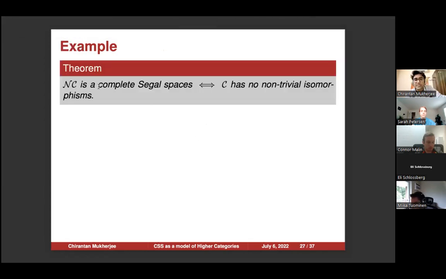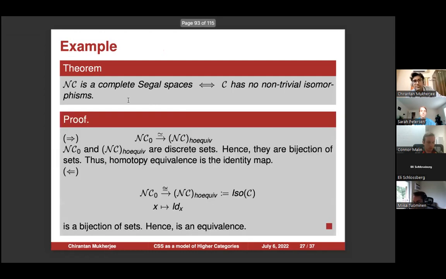As a trivial example, we would say that the nerve of C is a complete Segal space if and only if C has no non-trivial isomorphisms. To see the implication, since the nerve of C is a complete Segal space, then NC_0 is equivalent as a space to NC_whole-equiv. Now, NC_0 and NC_whole-equiv are both discrete sets, and that's why they are a bijection of sets. And that's why the homotopy equivalences have to be the identity map. And if the homotopy equivalences are the identity map, then C should not have any non-trivial isomorphisms.